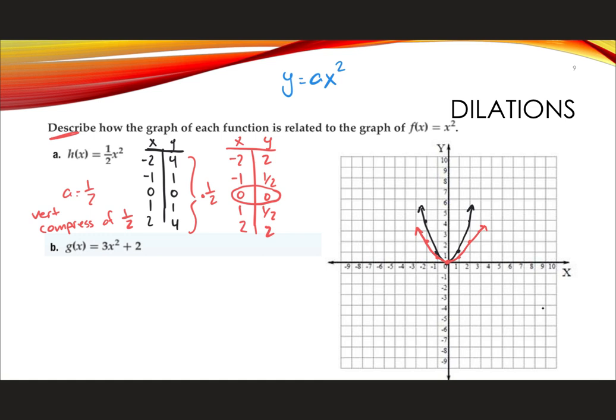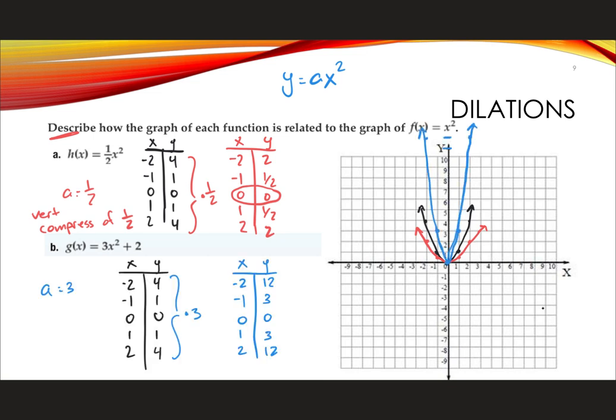All right, you guys go ahead and do B. Make sure you do the table, the graph, and your description words. Go for it. And here's our blue graph. Notice how really narrow it got. We spiked all the way up to 12. It got really narrow, more narrow than our parent function.